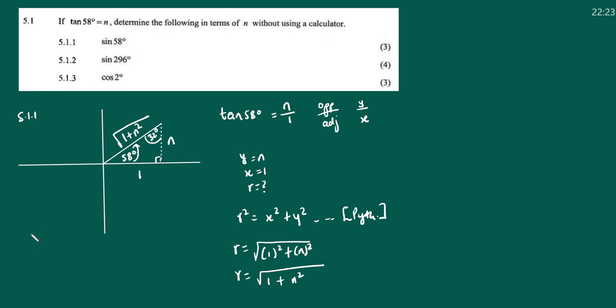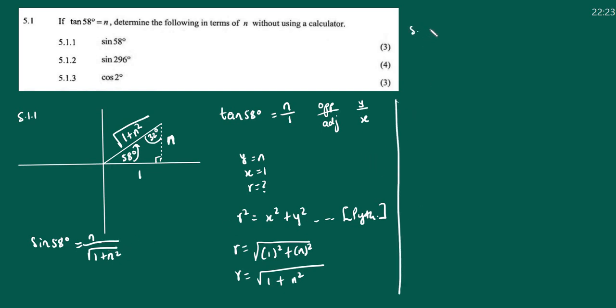In this case, they asked you to find sine 58. So simply sine 58 degrees. Remember, sine is opposite over hypotenuse. So the opposite is going to be n. This is n here. It's not that beautiful. So you say n over the root of 1 plus n squared. Then you are done.